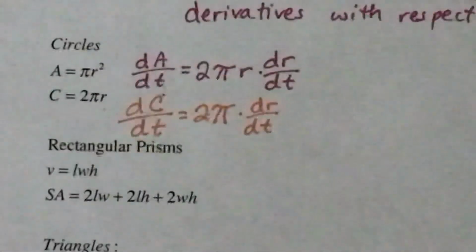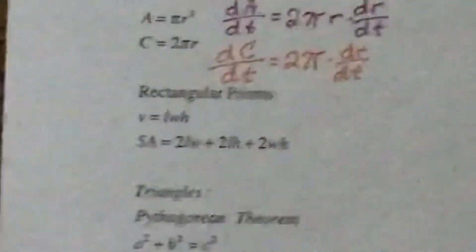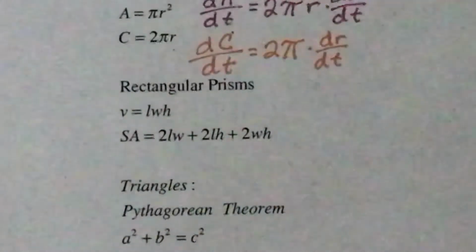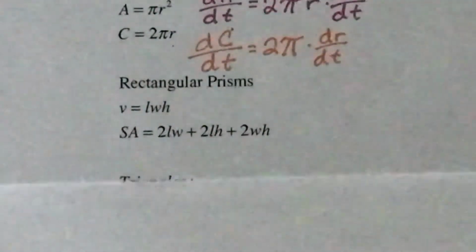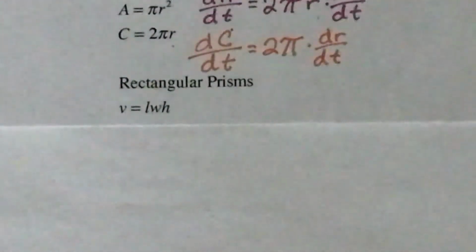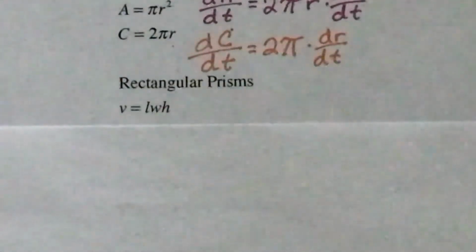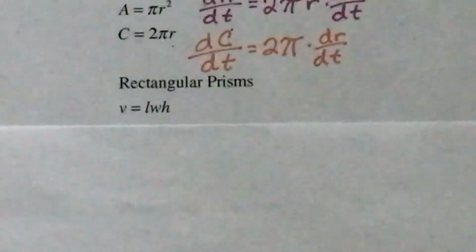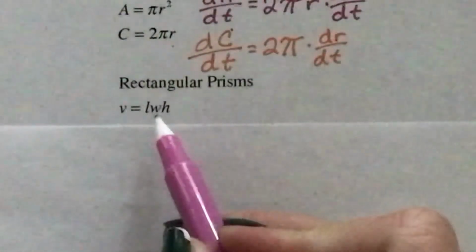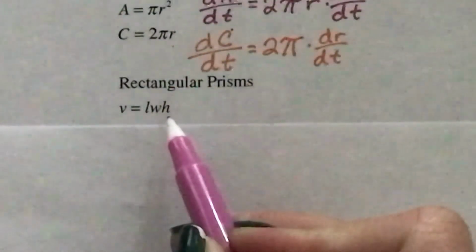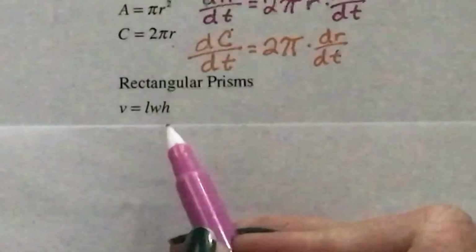All right, so let's do rectangular prisms. We have volume equals length times width times height. We have 4 different variables. That means we're going to have 4 different pieces to this. On the right-hand side, you might notice that we have a product. We are going to have to use the product rule.